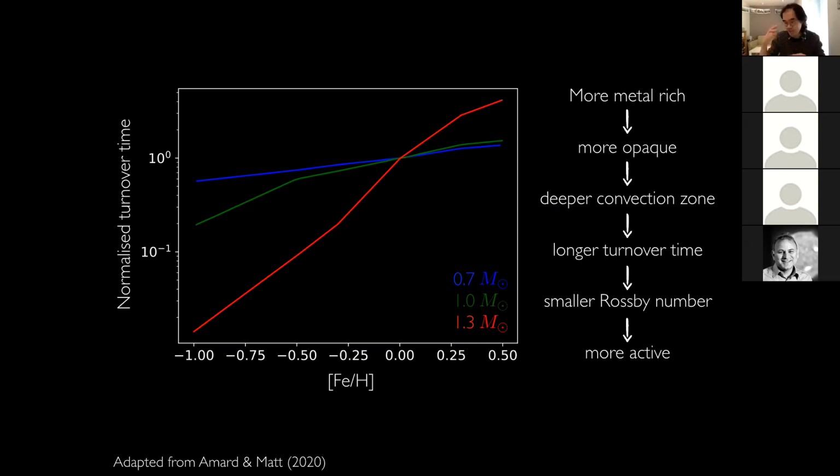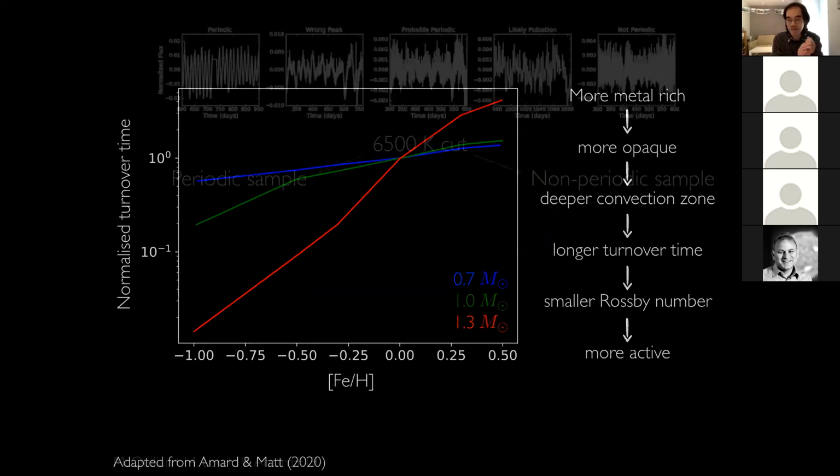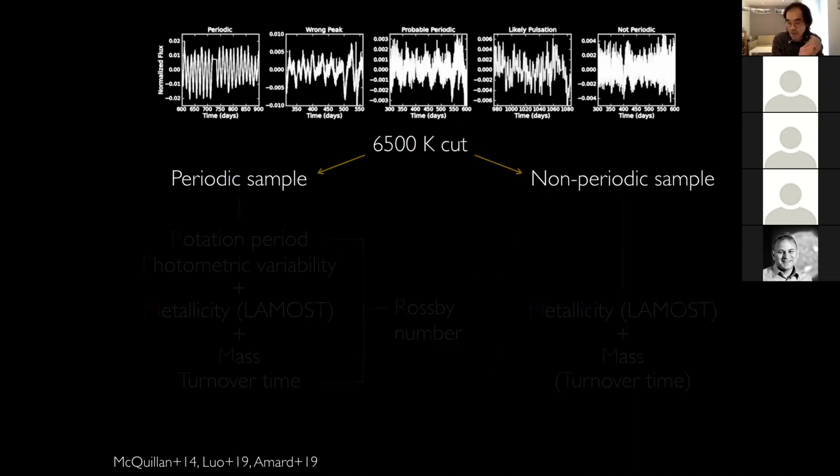If you skip all the intervening steps, the central hypothesis is that more metal-rich stars should be more magnetically active. I'll be doing this with a sample of stars from the McQuillan 2014 paper, which Timo Reinhold introduced earlier, but I'll go over it quickly again.